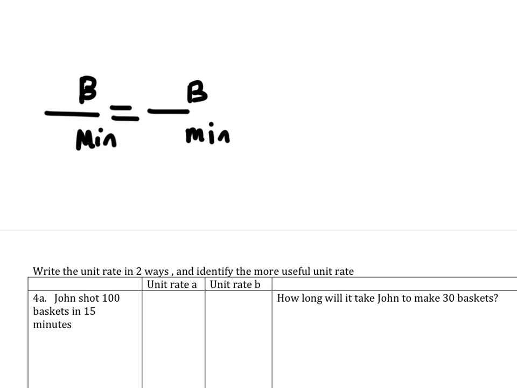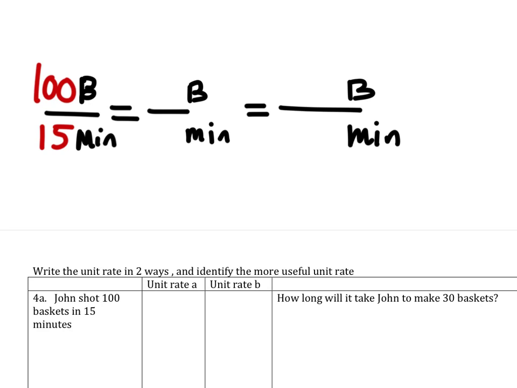In this problem, it says that John shot 100 baskets in 15 minutes, so I just filled in those values in that first fraction. By the way, this one wanted 2 unit rates, so I actually need another fraction in this proportion. So do you want to find out how many minutes for one basket or how many baskets for 1 minute first?